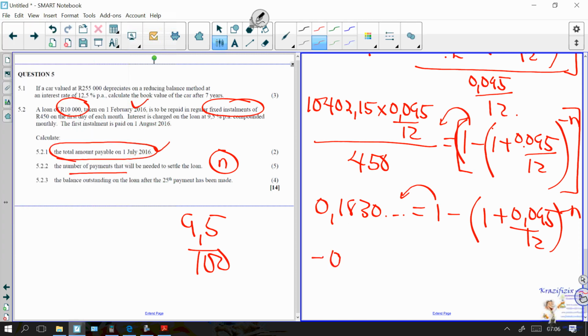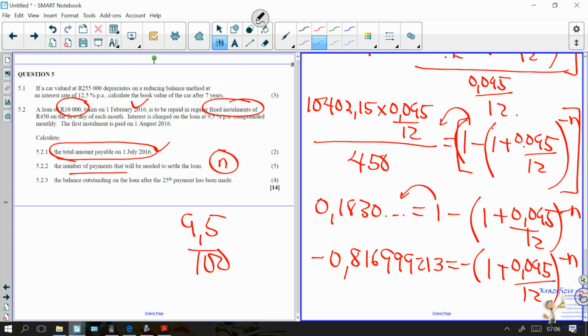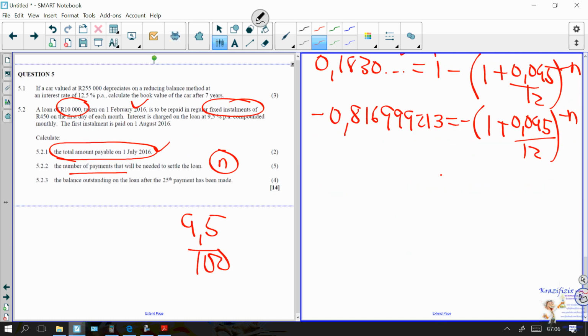0.816999213 negative... 0.816999213 equals negative 1 plus 0.095 over 12. All right, that's what we have. Now, do you see we can divide both sides by negative 1 to automatically change this to positive. Now, what do we do? We introduce our logs.